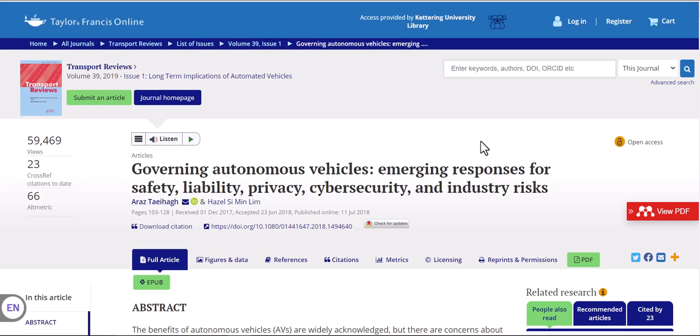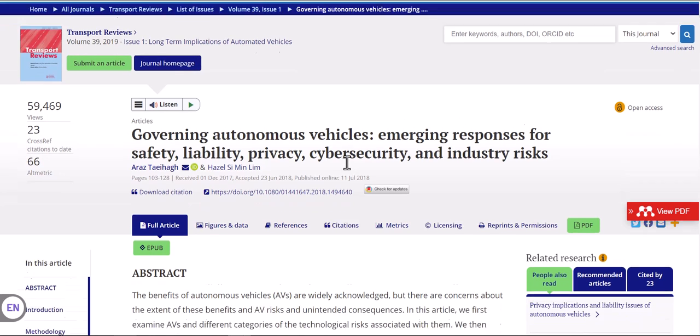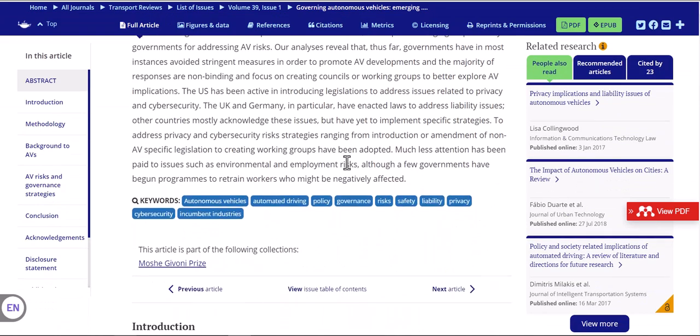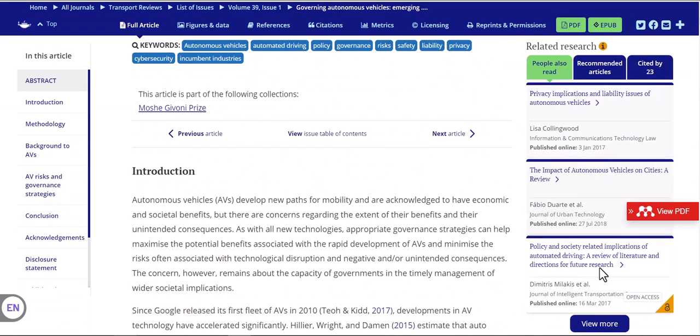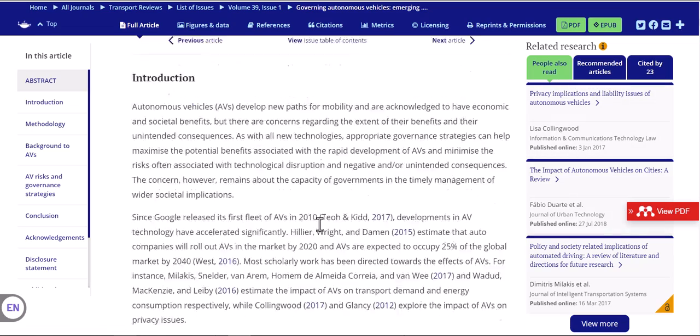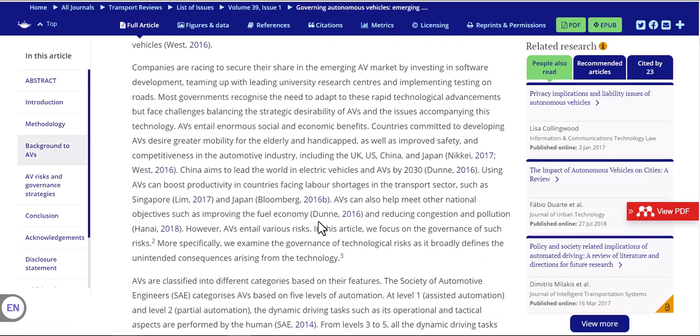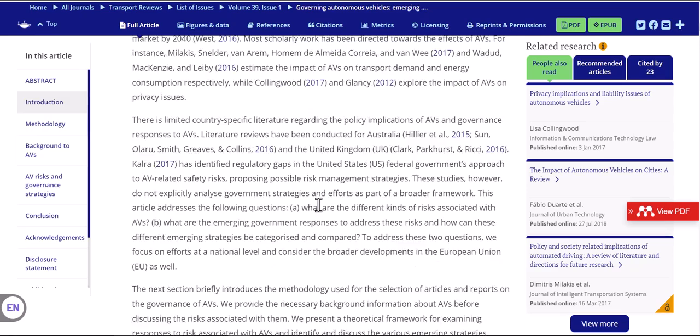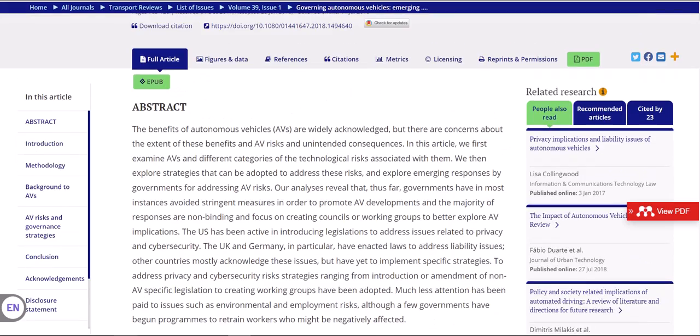One of the first things that we want to look at is whether there are advertisements on the page. Advertisements aren't inherently bad, but they can be a signal that it is not a scholarly resource. So let's go ahead and scroll through our article. And you can see over on the right-hand side, there are other recommended articles. It's not advertisements. When we keep scrolling, we don't see a single advertisement. So already we are off to a very good start with that one.